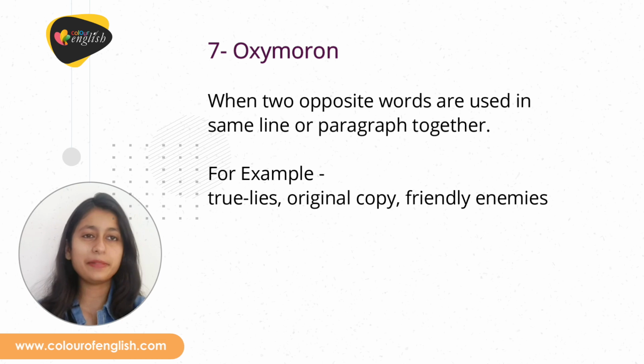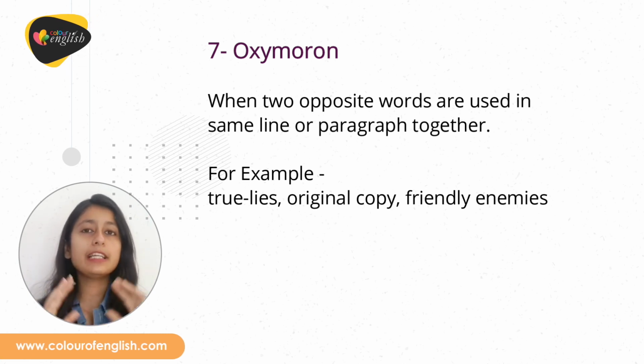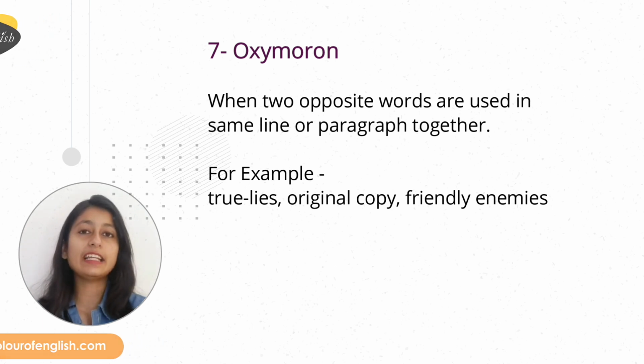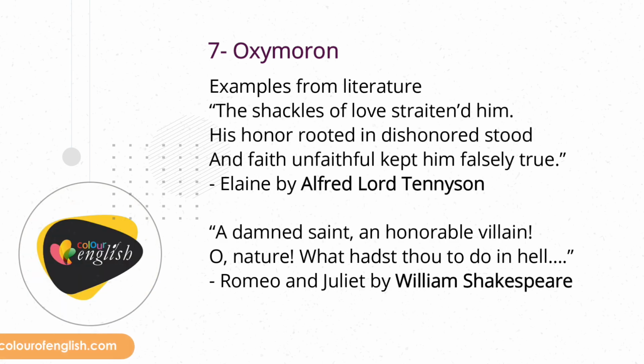Friendly and enemies, they are two opposites, but they are used together: friendly enemies. So the words which are totally opposite in their meanings, when they are used together in a line or a paragraph, it is known as oxymoron. Here are some examples from literary works.